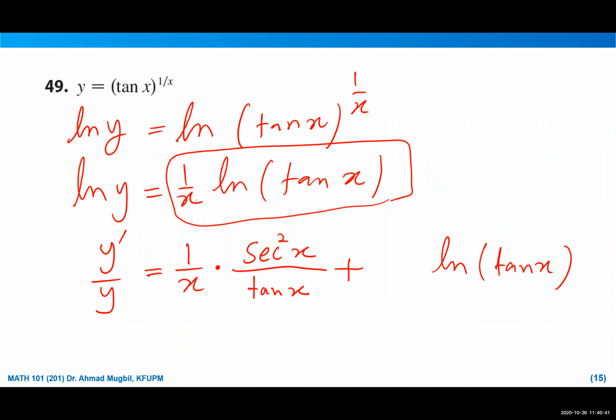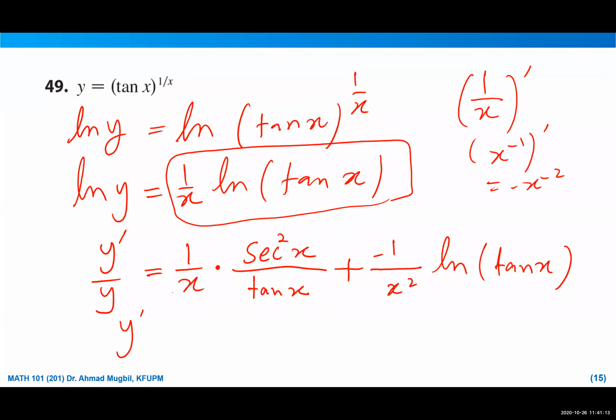What is the derivative of 1 over x? Minus 1 over x. Muhannad, are you with us? What is the derivative of 1 over x, Muhannad? Yes, you should know this, ya shabab. For sure, you will use it. Minus 1 over x squared. It will be x to the power negative 1. The derivative is negative x to the power negative 2. It is always like that. Khalas ya shabab. The last step is to multiply both sides by y.